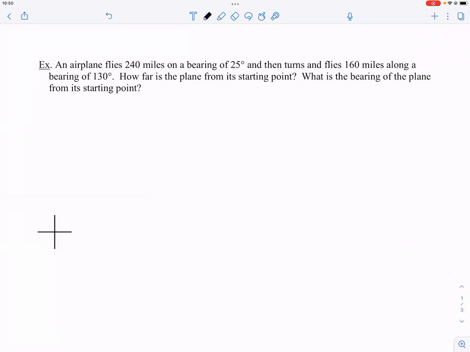Oh, by the way, side knowledge. Do you know what is the fastest record to fly from New York City, JFK Airport, to London? What's the shortest time?